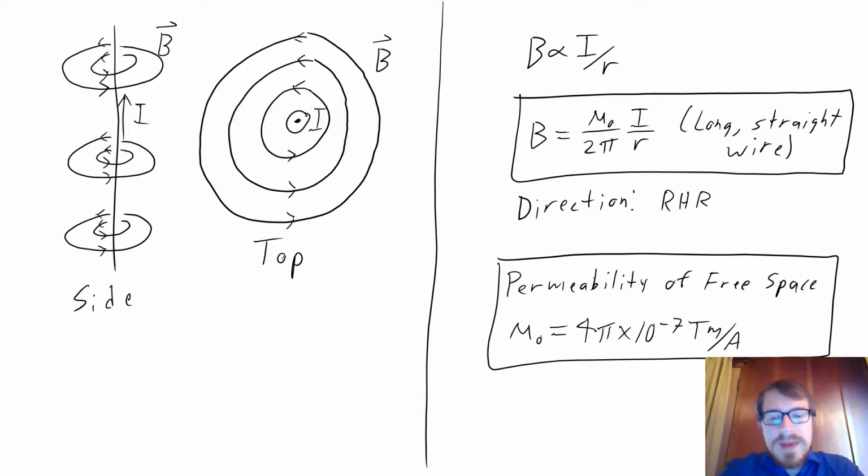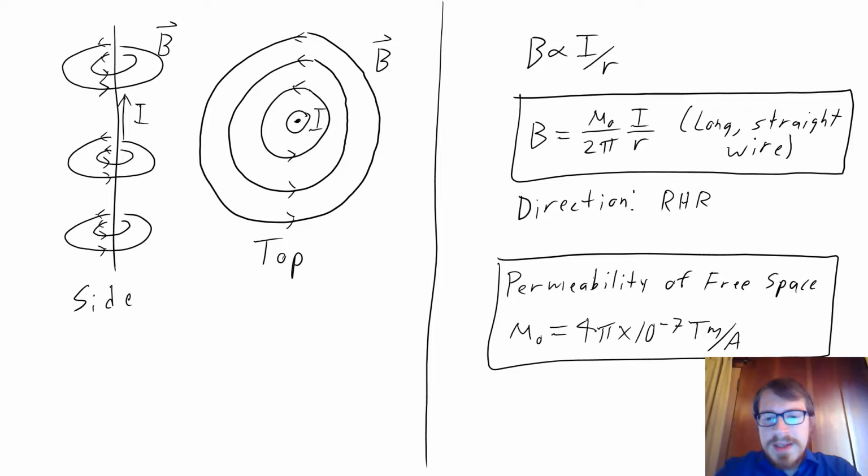The direction of this magnetic field is given by the right-hand rule. We went through this previously, but to apply the right-hand rule for a long straight wire, you put your thumb in the direction of the current, and you wrap your fingers around an imaginary wire. The direction that your fingers curl gives you the direction of the magnetic field, tangential to a circle of radius r around that wire.